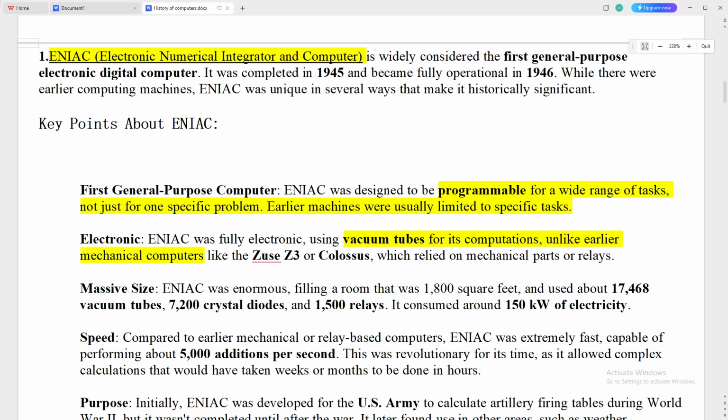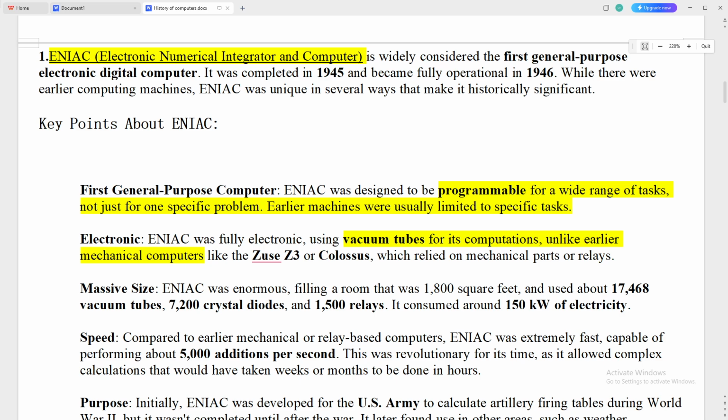ENIAC made features more profound and in more varied ways, not just limited to a specific problem. ENIAC is the first programmable computer for a wide range of tasks, not just for specific problems. This has to be clear in your mind. Now the electronics part: ENIAC was fully electronic, using vacuum tubes for its components.